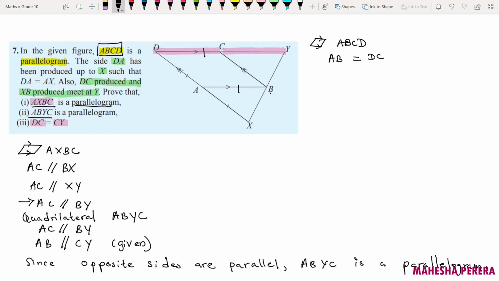And then when you consider the parallelogram ABYC, AB equals CY. Now, AB equals DC. AB equals CY. So definitely DC equals CY. This is Roman figure 3.